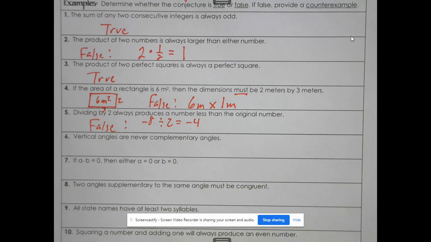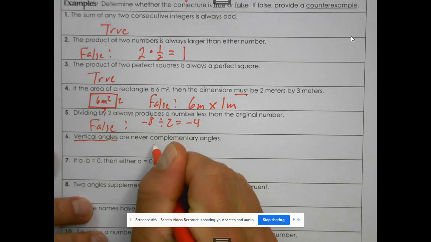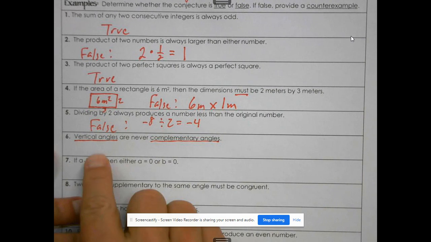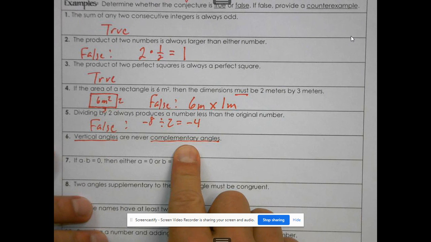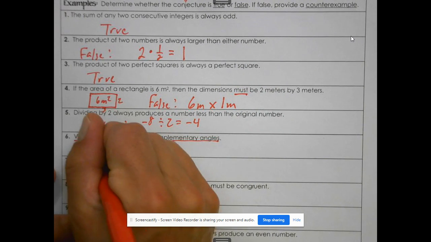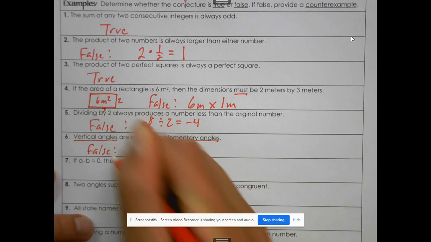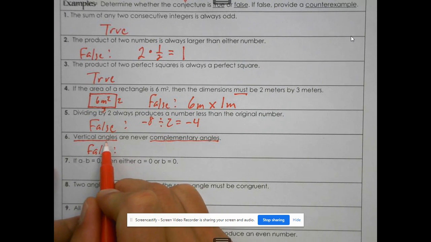Number 6, vertical angles are never complementary. You better know the vocab, guys. What are vertical angles? What are complementary angles? Remember, vertical angles are across from each other. They measure the same. Complementary angles have to add up to 90 degrees. Well, here's why this one is also false. It says that vertical angles can never be complementary.